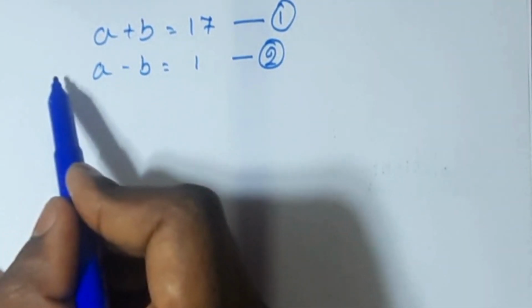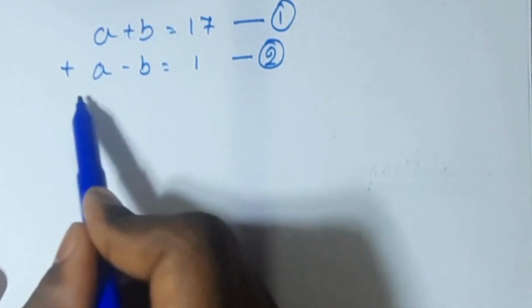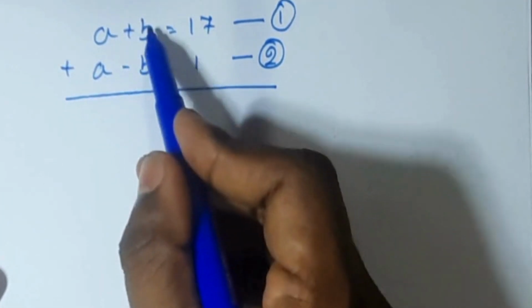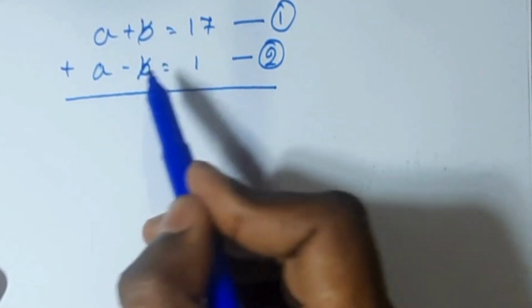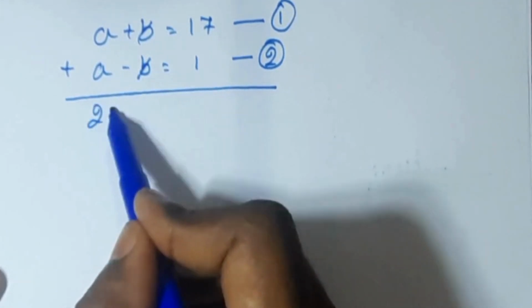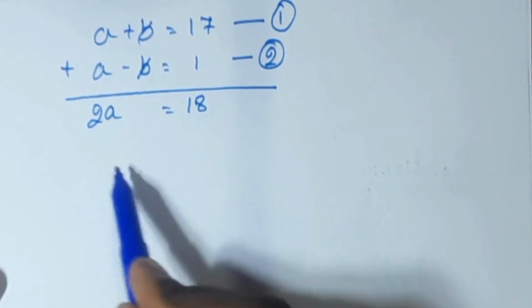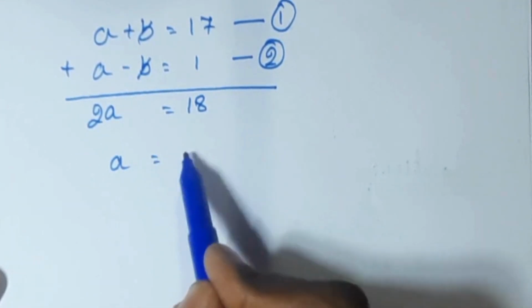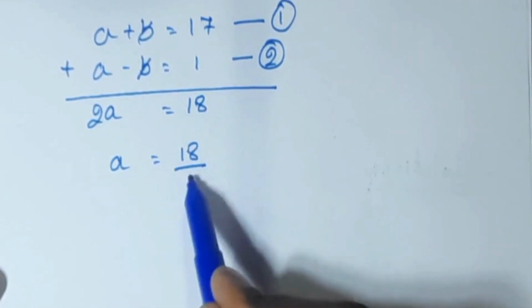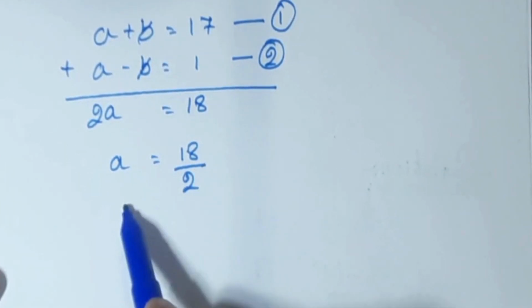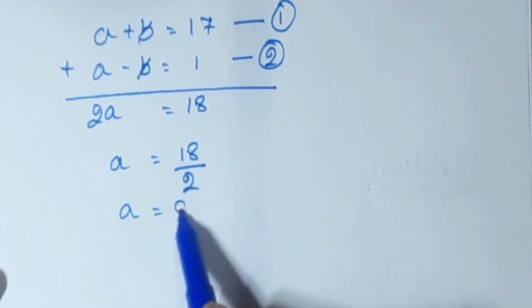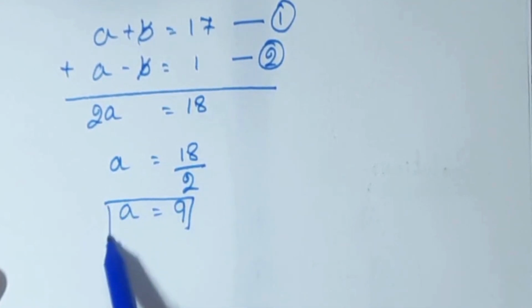Now we are going to add these equations. So this and this will get cancelled. We have 2a equal to 18. Now a equal to 18 by 2. Now the value for a is 9. This is the value of a.